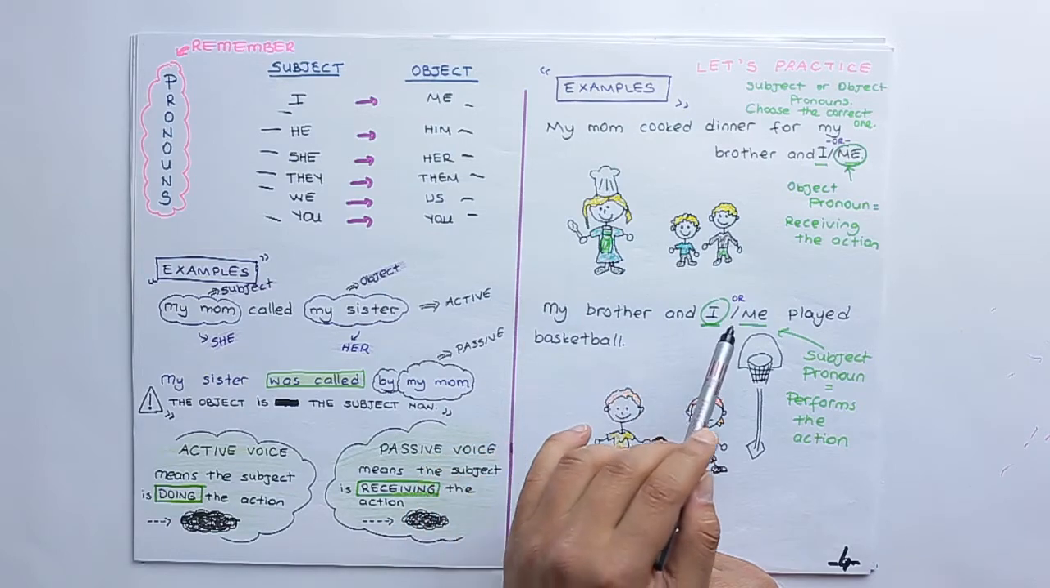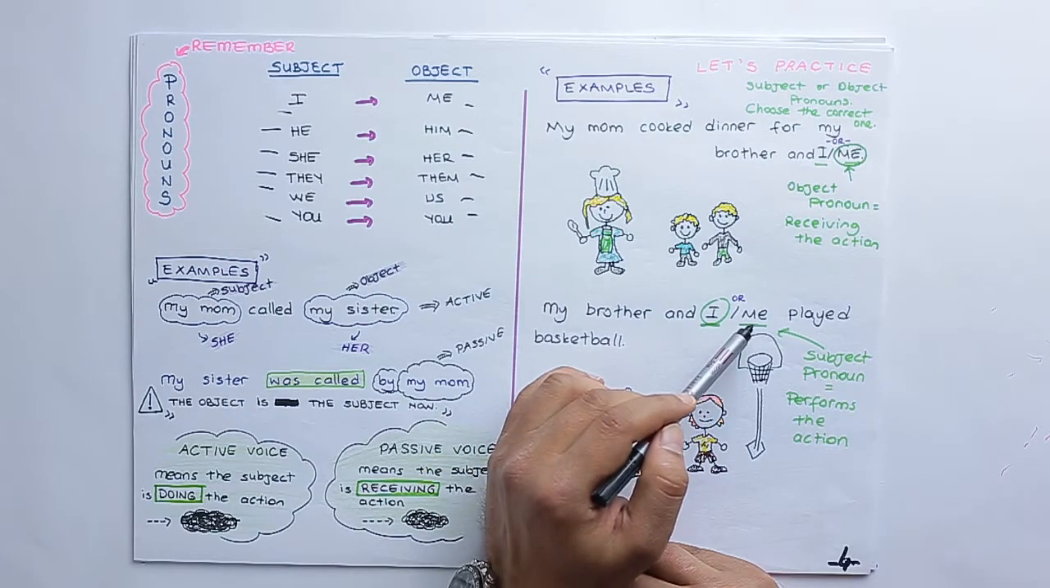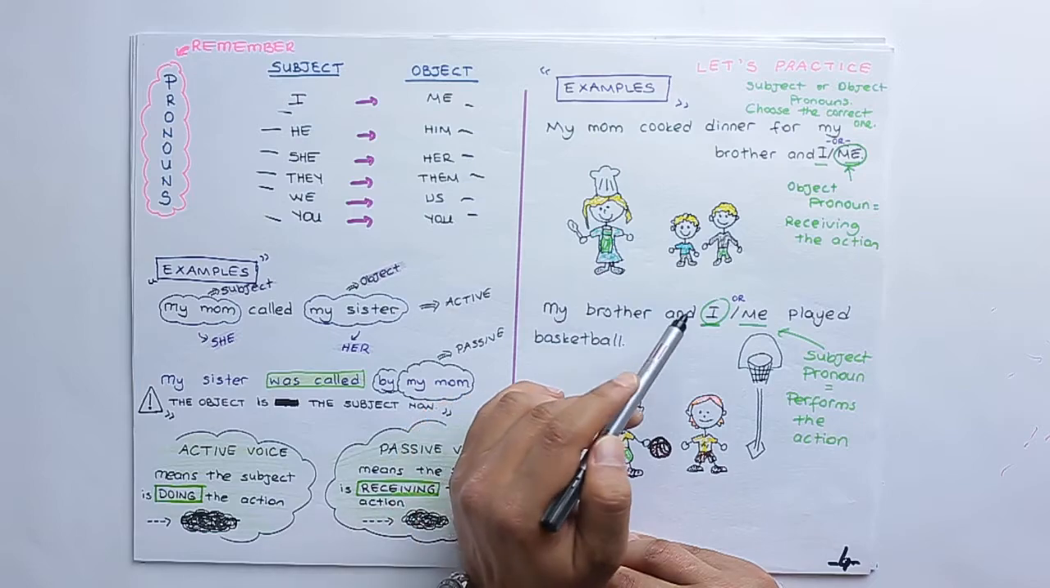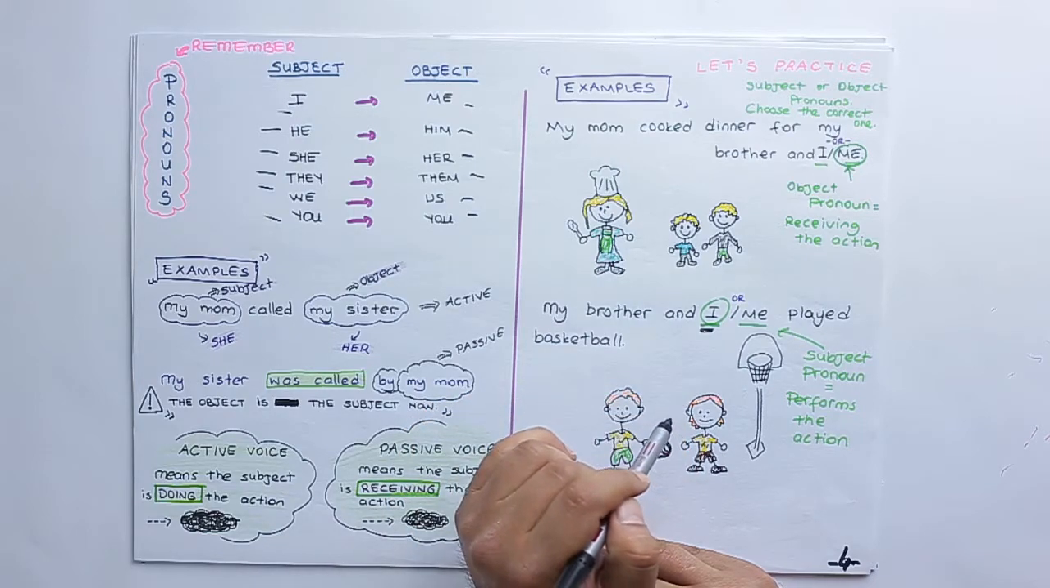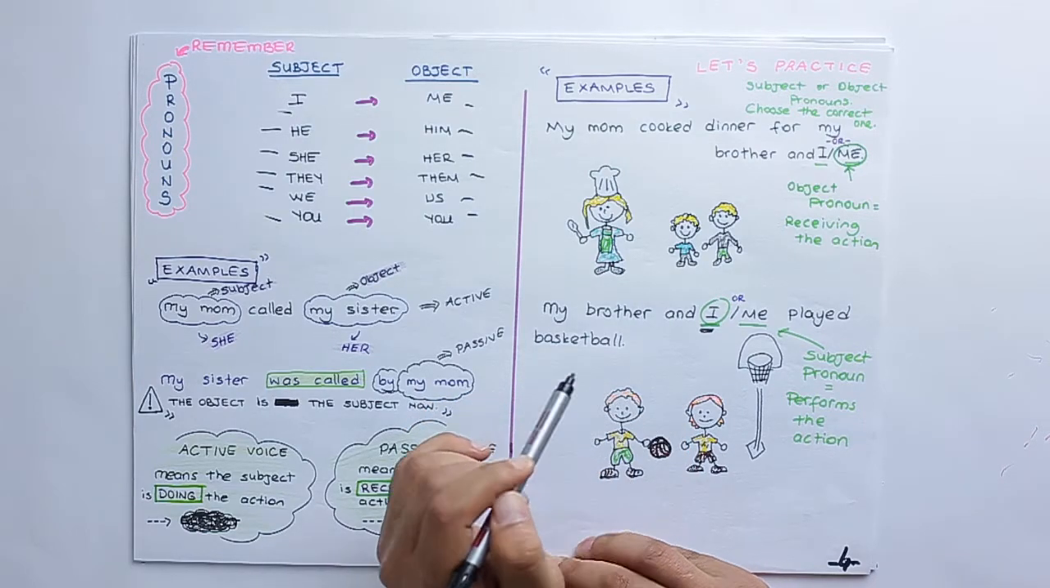My brother and I or me played basketball. You know that it's the subject position. You have to use what? I in this example.